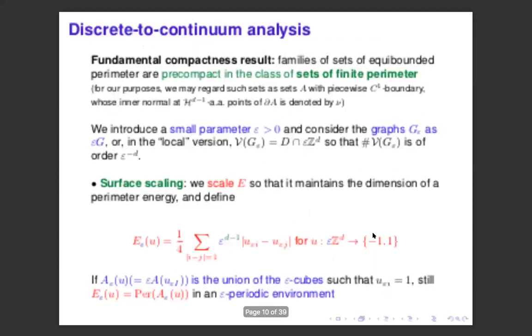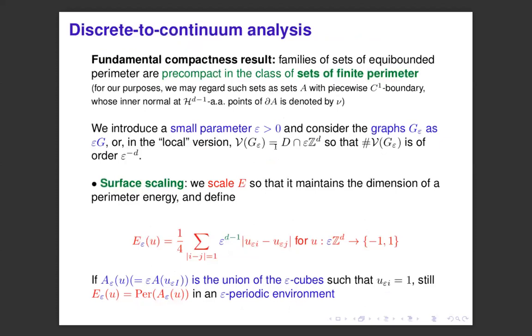So we have a natural environment in which you have a compactness property, because we know from geometric measure theory that the class of sets of finite perimeter is pre-compact on sets with equibounded perimeter. It's not necessary to know the fine properties of sets of finite perimeter, just regard them as sets with C1 boundary. And in our notation, we will denote by H^{d-1} the (d-1)-dimensional Hausdorff measure, which is just the surface measure on the boundary of these sets.